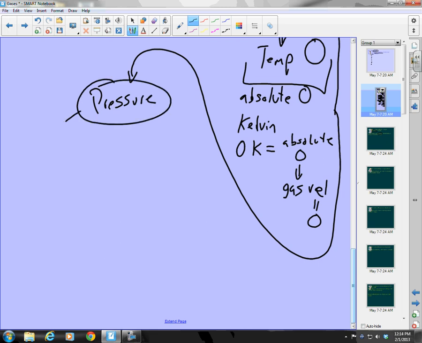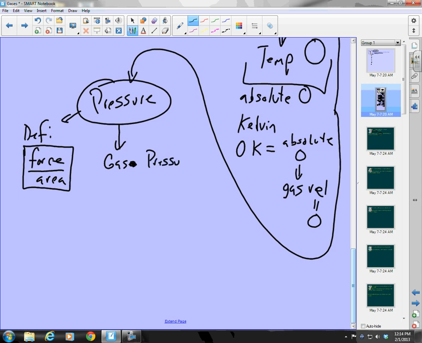So what is pressure? Let's start off with a definition. And I think the broadest definition for pressure is force per unit area, okay? And so that is a general definition of pressure, and that applies to not just gases, but anytime we refer to pressure. Now, there's a special situation with gases. Gas pressure, not gaz pressure, but gas pressure.